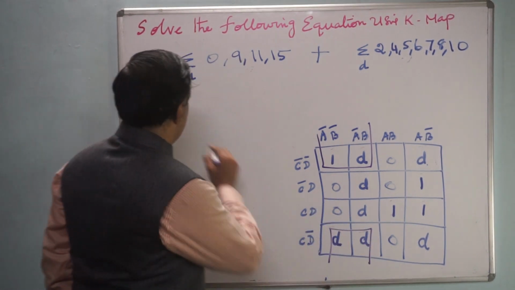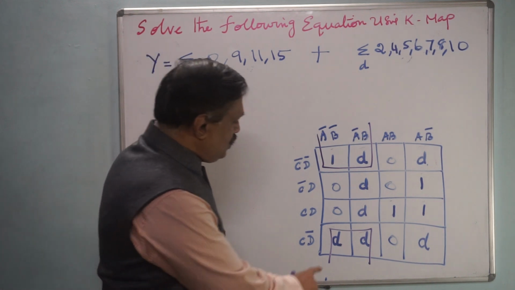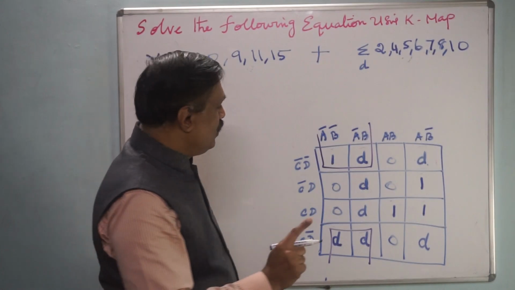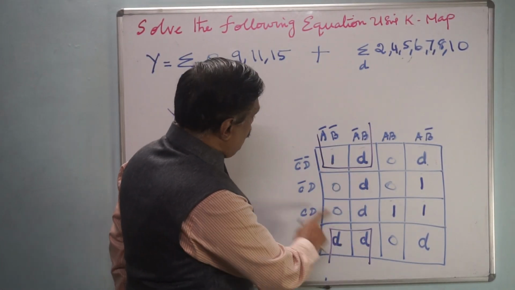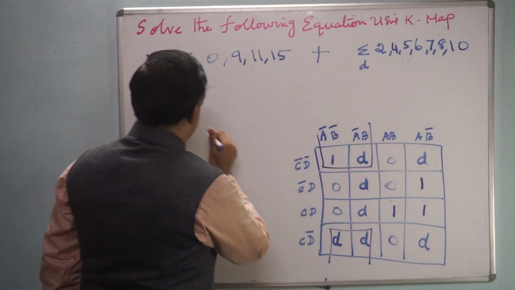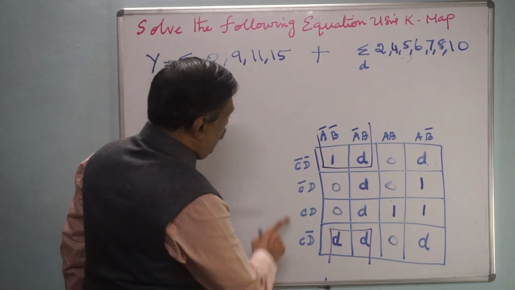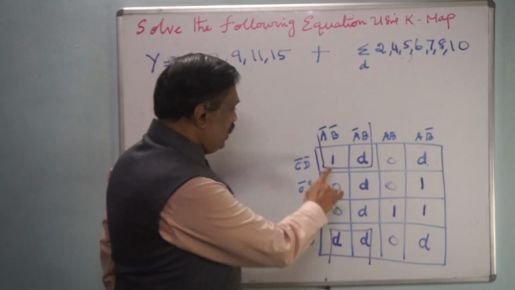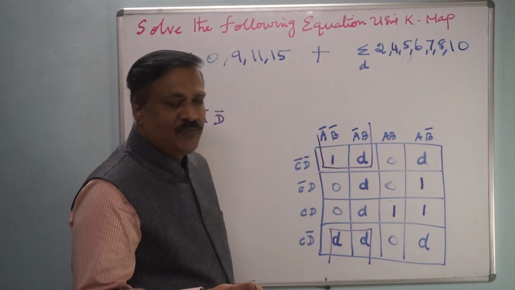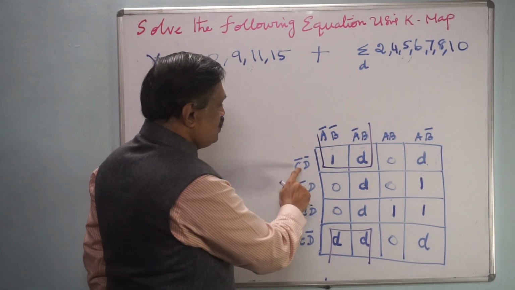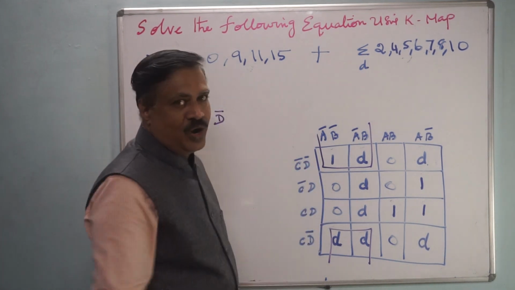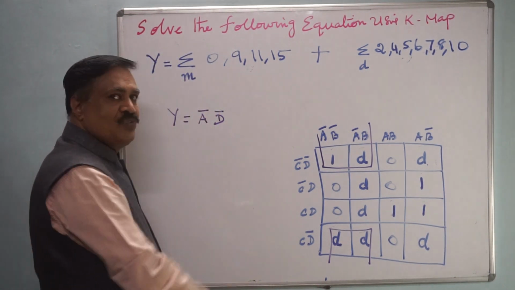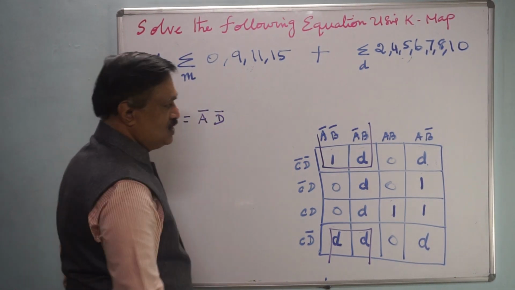Now these two ones are considered as 1, and these two D's are also considered as 1. Therefore you can form a quad for this. Now in this quad, A bar is constant, therefore you write A bar, and from this D bar is constant, therefore A bar D bar. Only one is there. If D is not given, you have to write A bar, B bar, C bar, D bar for this separate one. Now making use of these D's, you have reduced it to two variables, therefore A bar D bar.